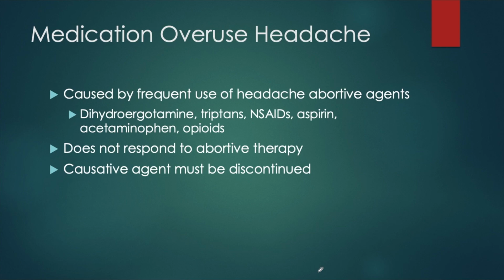Medication overuse headaches can occur in patients who get migraines or tension headaches and use acute therapies very frequently. This can include all medications we discussed for acute abortive treatments of migraines, including dihydroergotamine, triptans, NSAIDs, aspirin, acetaminophen, and also medications that are not recommended, like opioids.